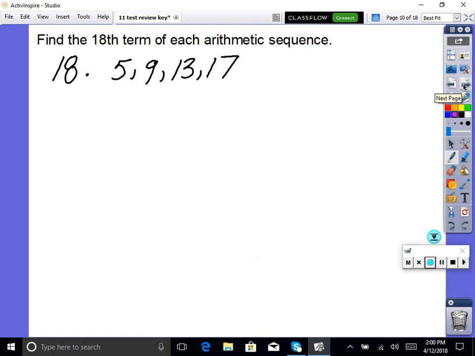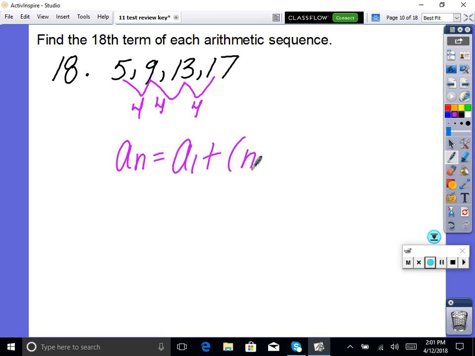Okay, number 18, it says find the 18th term of each arithmetic sequence. So you would have to recognize on number 18 that this is arithmetic and it has a common difference. This minus this is 4. This minus this is 4. This minus this is 4. So you'd say an arithmetic sequence general formula is a sub 1 plus n minus 1 times d.